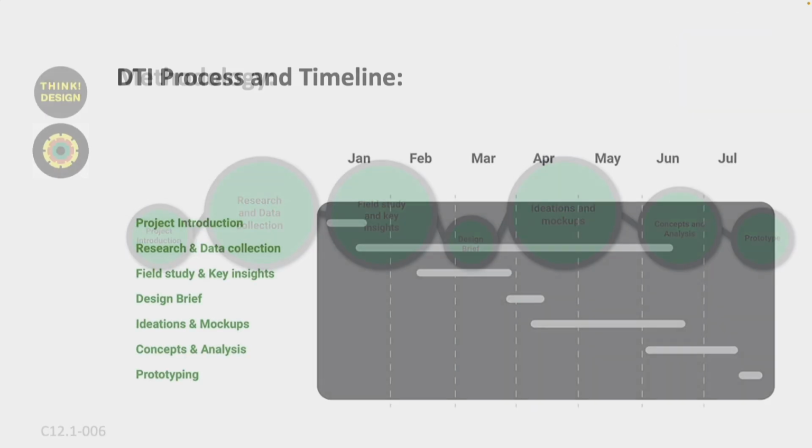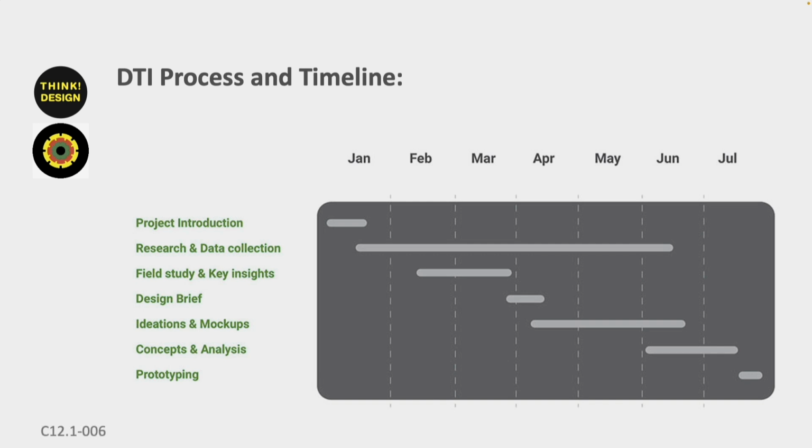A timeline was also done. It was a 6 months long project starting from January to July, and you can see that the design phases are mapped onto it. The research and data collection goes on almost till the end, because if you think of something, you have to go back to the field to test it out. The inferences and field studies were followed by the design brief, then the ideation phase and the concept phase, and then the final prototyping phase.